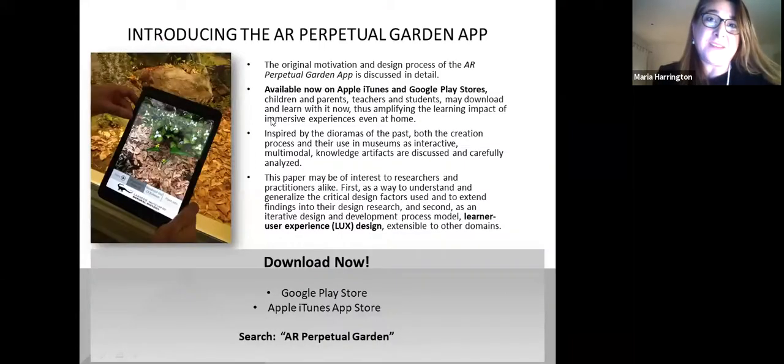I'd like to introduce the AR Perpetual Garden app. It's also available on Apple iTunes and Google Play stores. It was inspired by the traditional dioramas at the Carnegie Museum, both in the creation process and application. This paper may be of interest to researchers and practitioners alike.